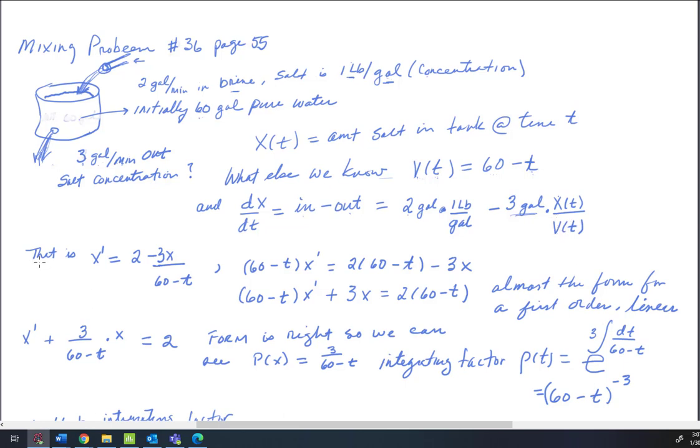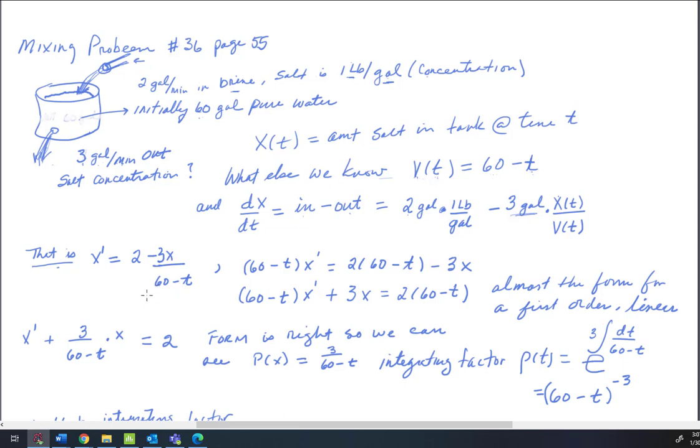Well, then that simplifies a whole lot, and the rest is pretty routine. So what we have here, dx/dt is in minus out, is x prime, that's dx/dt, is 2, that's the in, minus 3 times x of t. I'm not putting that in function notation, but you know that x is a function of t. So it'll be minus 3x over the volume 60 minus t. 3x over 60 minus t. So there's the differential equation.